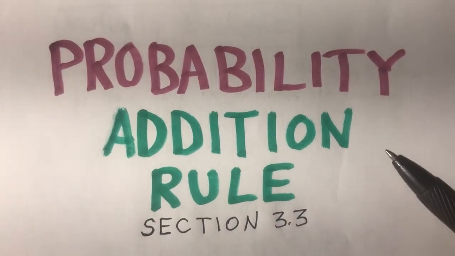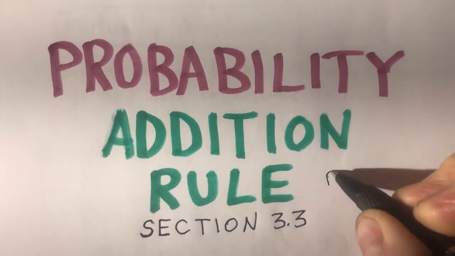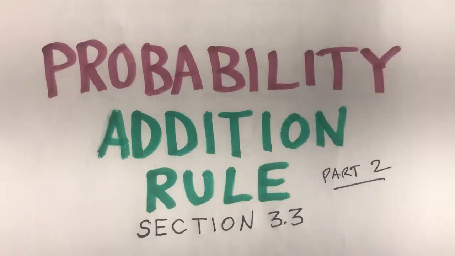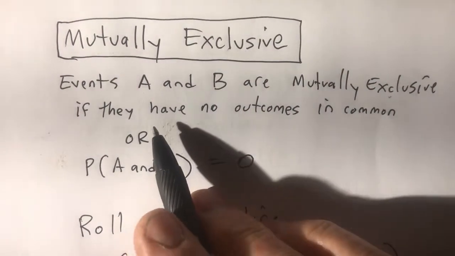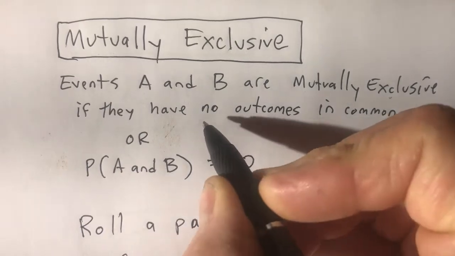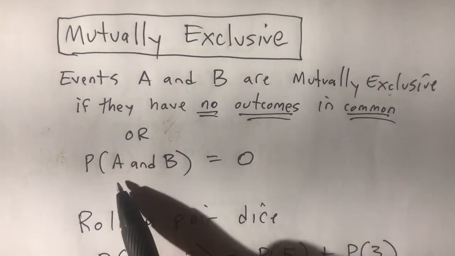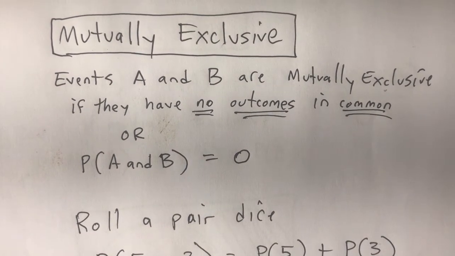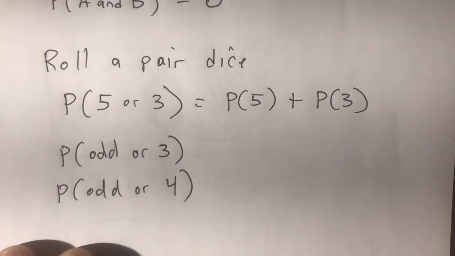All right, we're talking about the probability addition rule. This is the second video, part 2. We talked before about mutually exclusive. Two events are mutually exclusive if they have no outcomes in common, or the probability of A and B is 0. Okay, which we looked at being mutually exclusive.